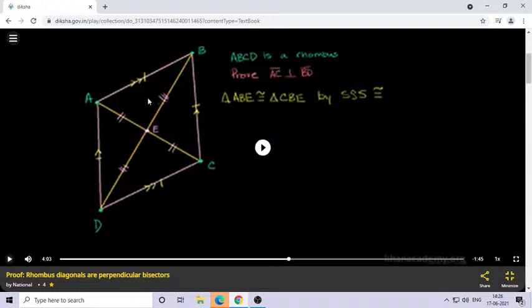Okay, so now we have proved that these two triangles are congruent. So let's see what they will do in the next steps.